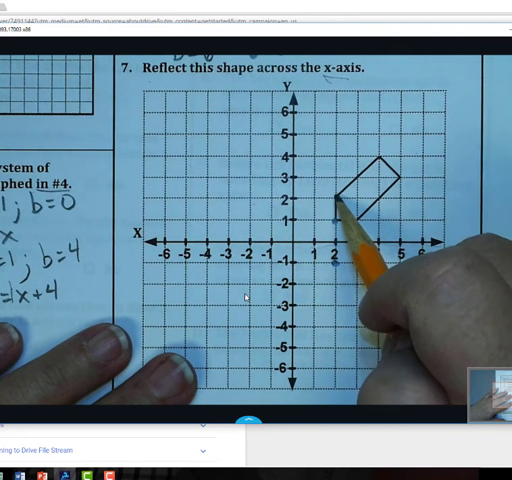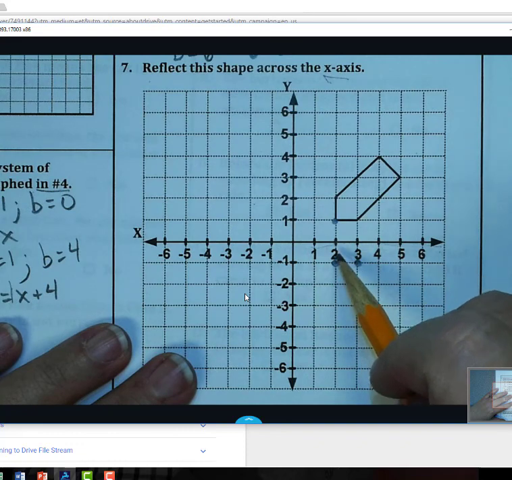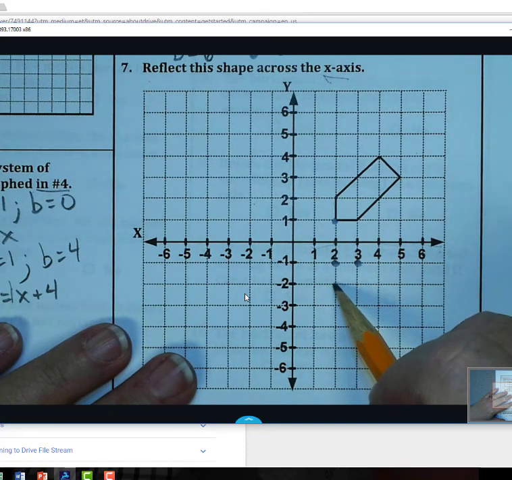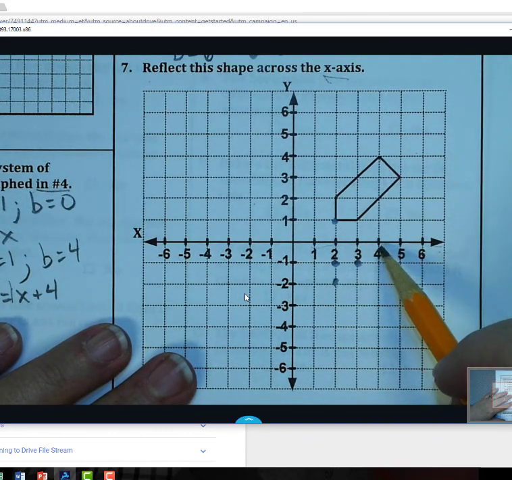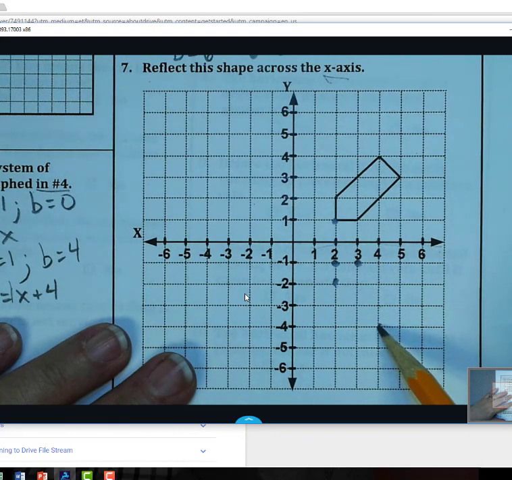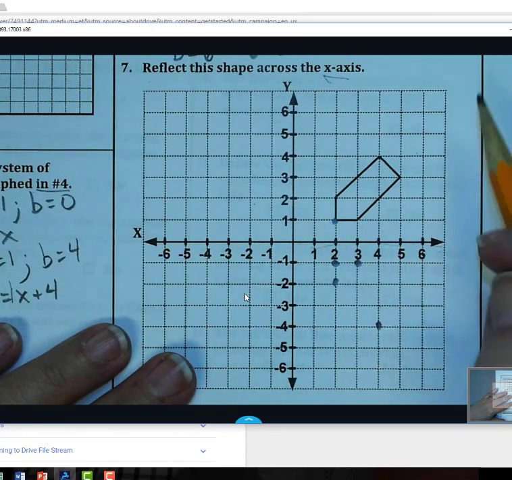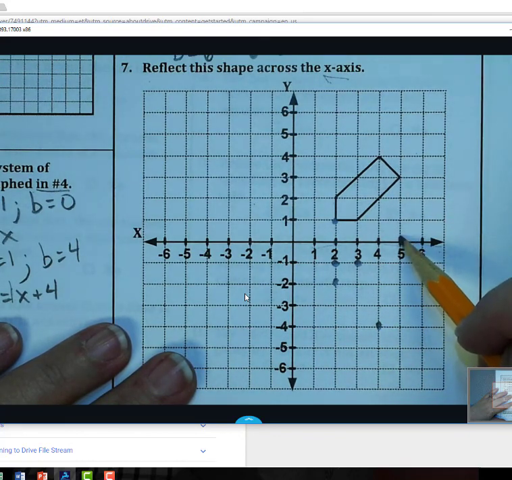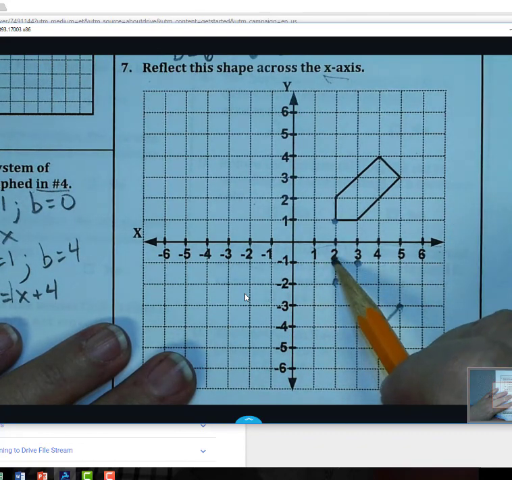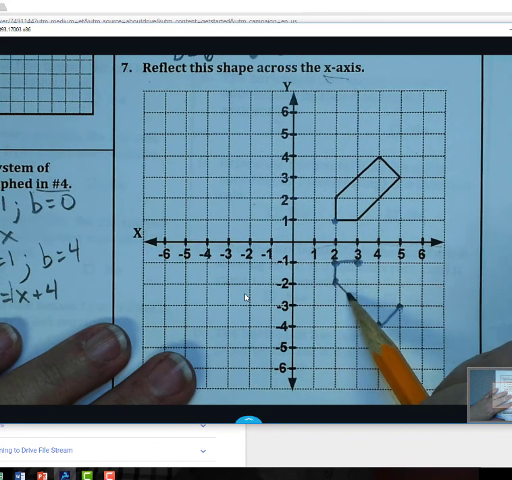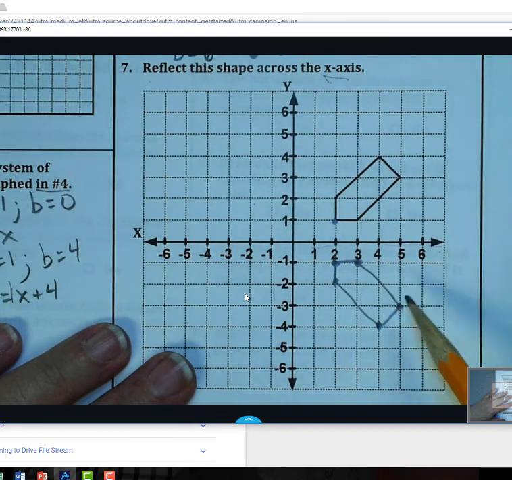This is 2 units above, so I'll go 2 units below. This is 2, 3, 4 above, so I go 2, 3, 4 below. And then this one is 2, 3 above, so I go 2, 3 below. And that's it.